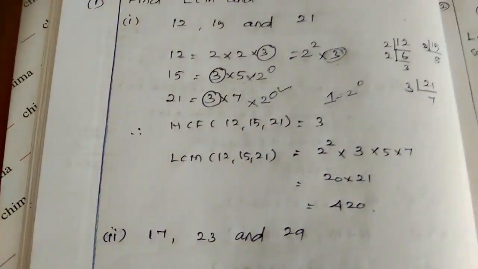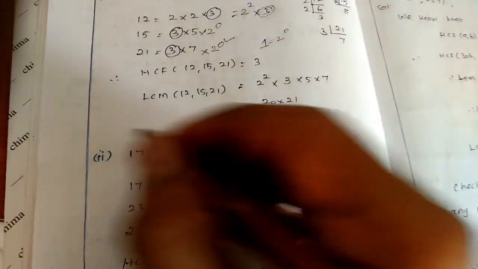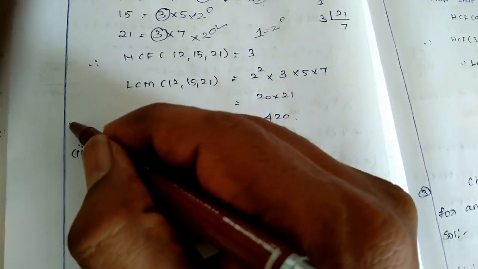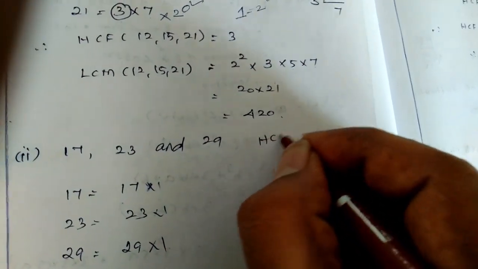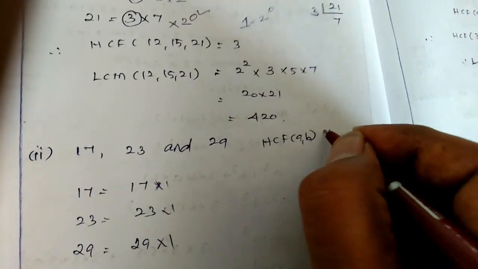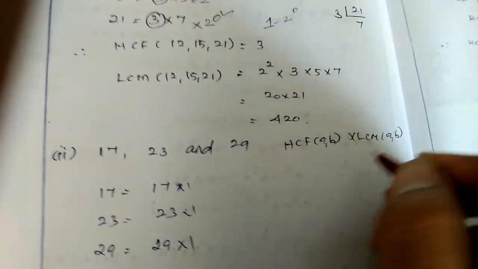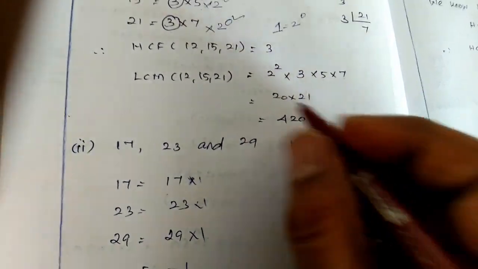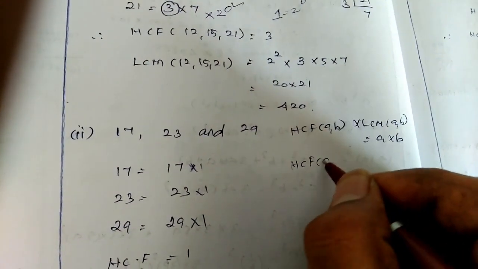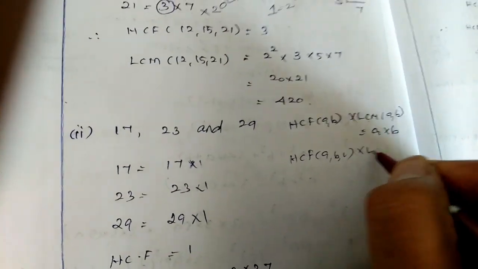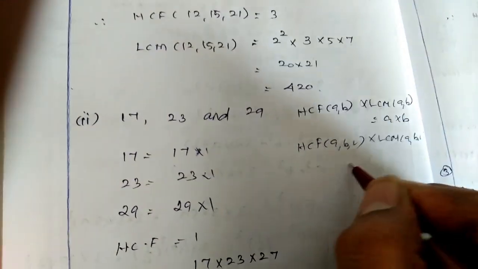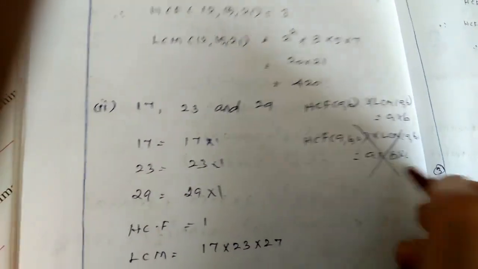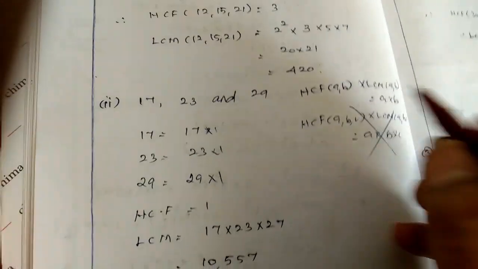Okay. So from this question you need to understand. Already you studied the HCF and LCM of two numbers. That is, you studied HCF of A comma B into LCM of A comma B equals A into B. Here you have three numbers. Now you might think that HCF of A, B, C into LCM of A, B, C equals A into B into C. This one is wrong. That property is not satisfied for three numbers. Now we just go to the next problem.